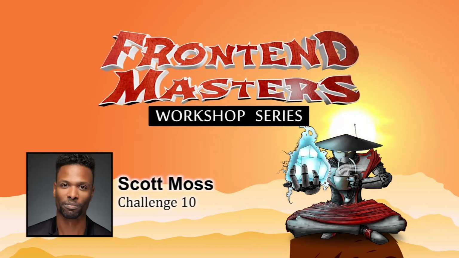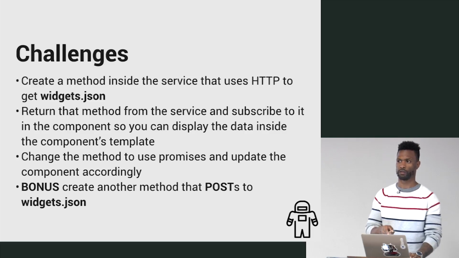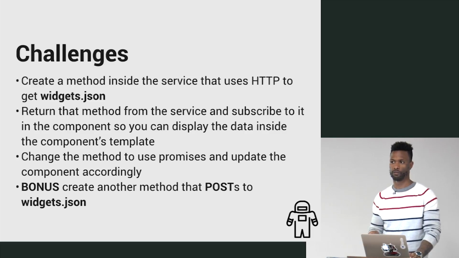For this challenge, you're going to create a method inside the widget service to get widgets. It says widgets.json right there, but I'll give you the URL where it is. It's actually the same URL as for the items, except it's the widgets resource. So it's just 3001/widgets. That's the URL. And I'll put it up in a minute.